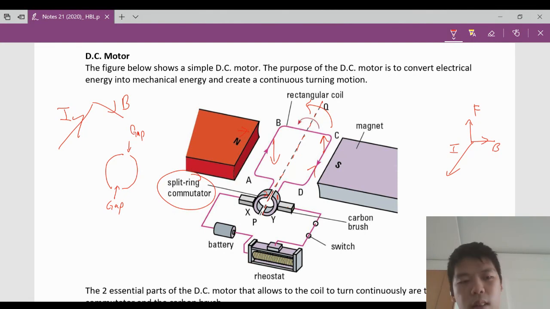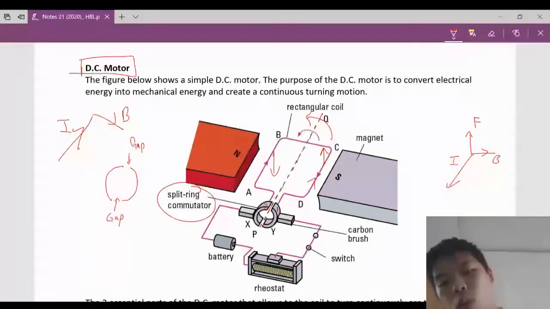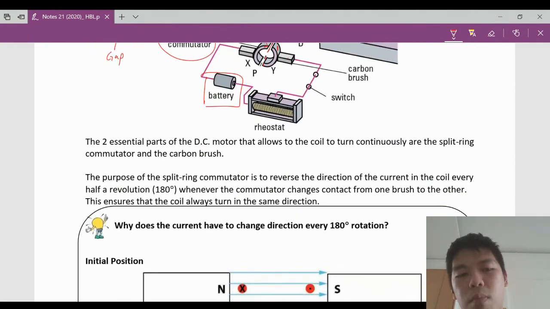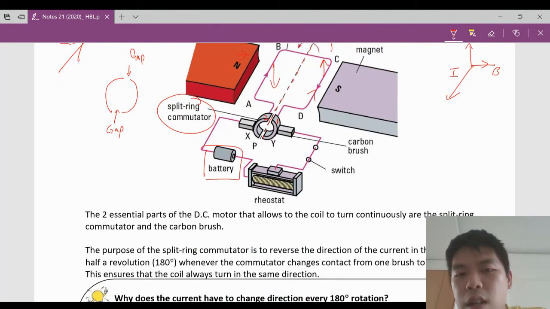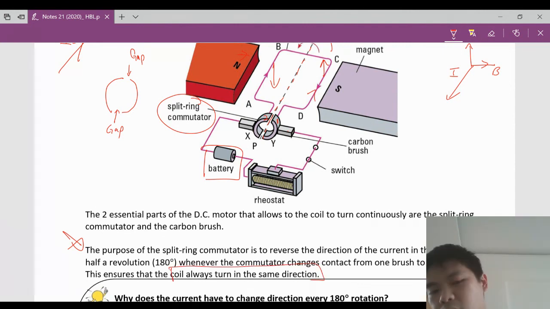All right. Now, this is what we call a DC motor. Why? Because it uses a DC current, a direct current. It's not an alternating current; one direction of current flow is able to let this keep turning. What is the purpose of the carbon brush then? The carbon brush ensures a good contact with the split ring commutator. What's the purpose of the split ring commutator? Its purpose is to reverse the direction of the current in the coil every half revolution, whenever the commutator comes into contact with one brush to the other. This ensures that the coil always turns in the same direction.